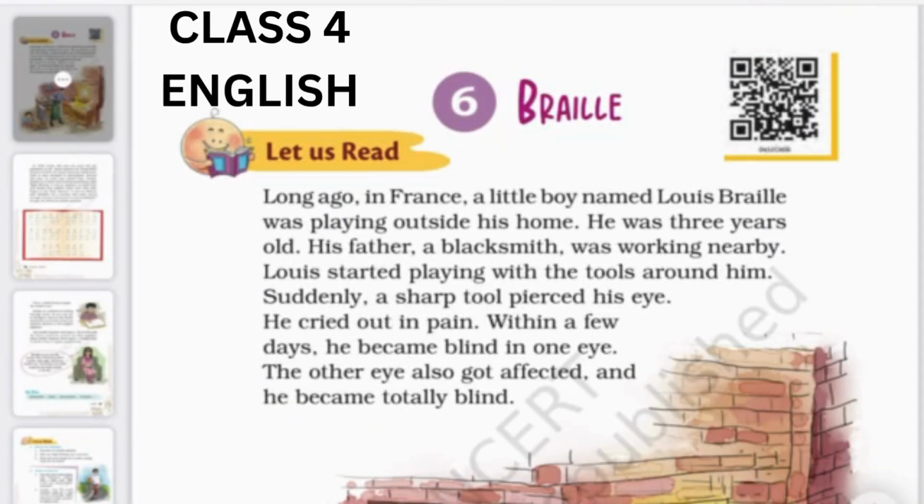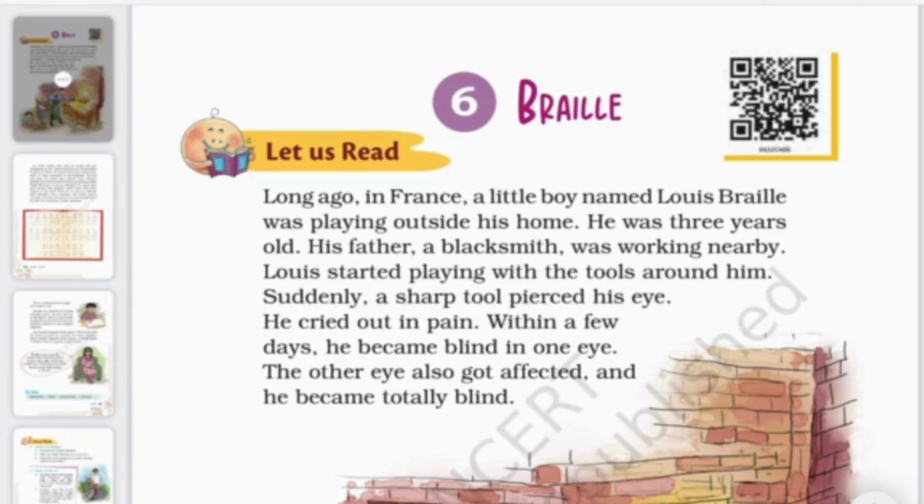In this video, let's see Class 4 English, Santoor textbook of English for grade 4, chapter 6, Braille. Braille means a writing system used by blind or visually impaired people.